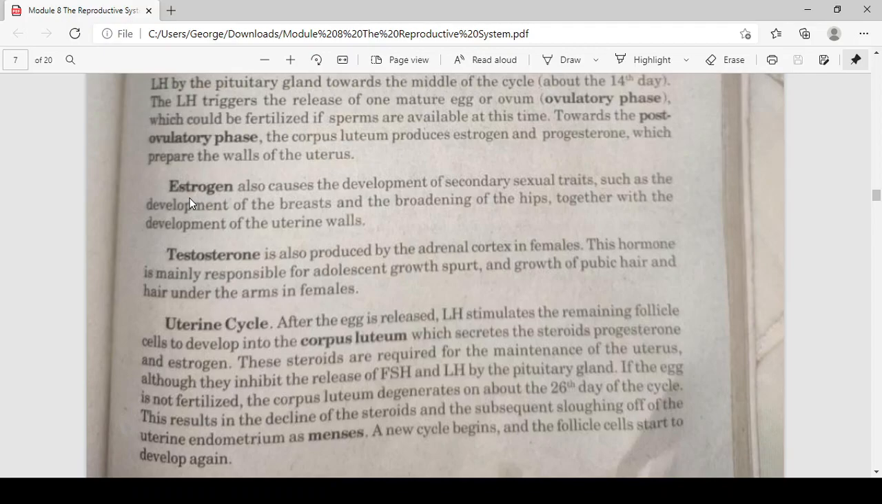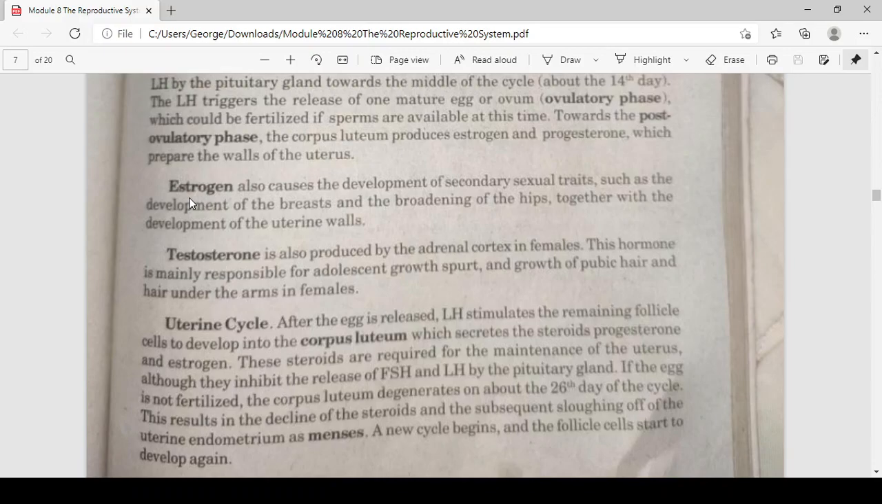Again, kids, kung wala may sperm by fertilization nga occur, wala magsunod nga sperm sa babae at the 26th day sa imong nga cycle, naga-degenerate imong nga corpus luteum kung wala fertilization or sperm nga magsulod sa imo. This results in the decline of the steroids and the subsequent sloughing of the uterine endometrium as menses.